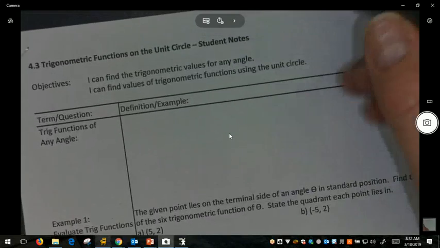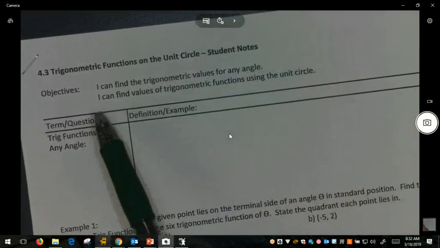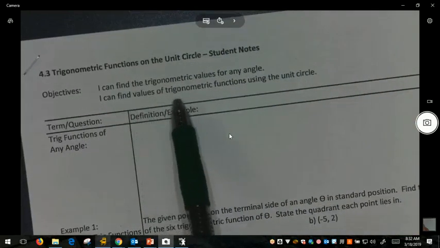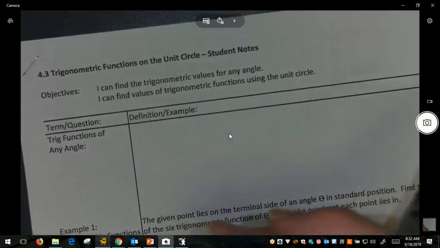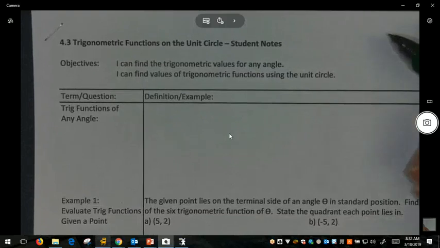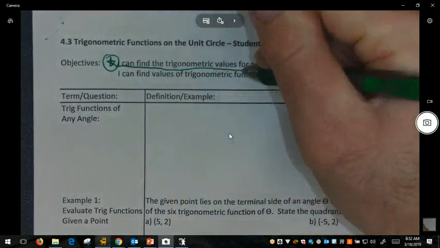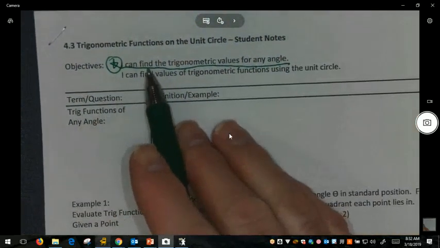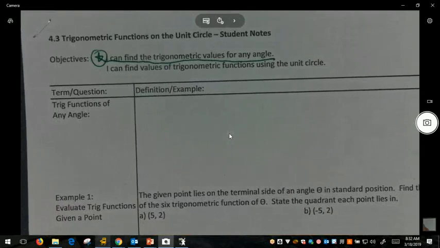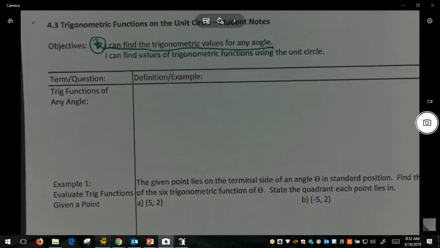The learning targets for this lesson are that you can find the trigonometric values for any angle and that you can find values of trigonometric functions using the unit circle. We've already worked a little bit with the unit circle. We're going to work a lot more with it in day 2 of this lesson. For the purposes of this video, we are focused on, at least beginning, looking at finding trigonometric values of any angle. Part of this we will need our calculator for. Finding trigonometric functions of any angle.